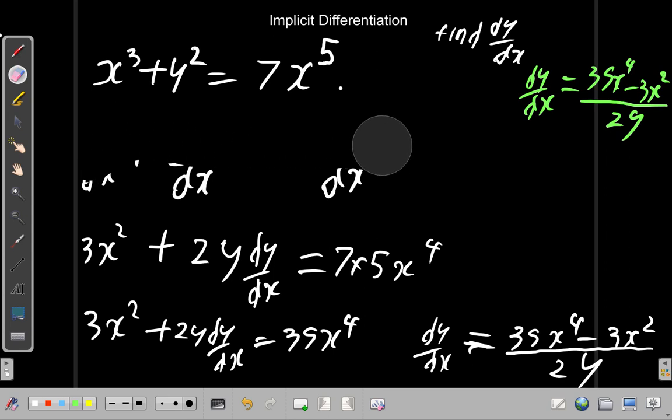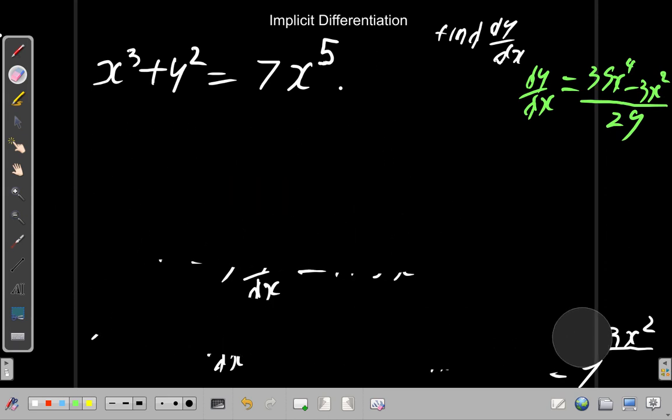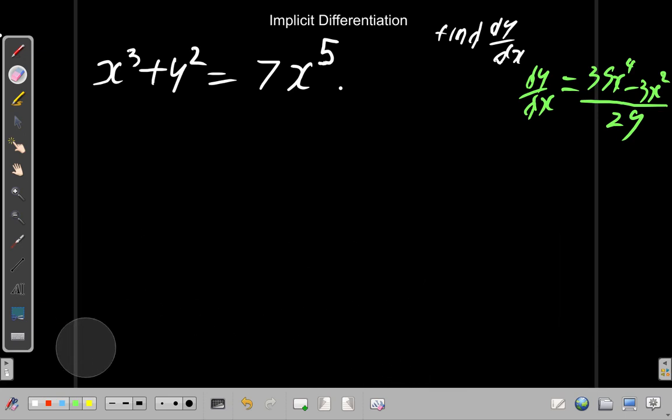Now, suppose we try a little thing here. Suppose you should transpose this function for y and differentiate it. Would it work? Would you get the same thing? Let's see.